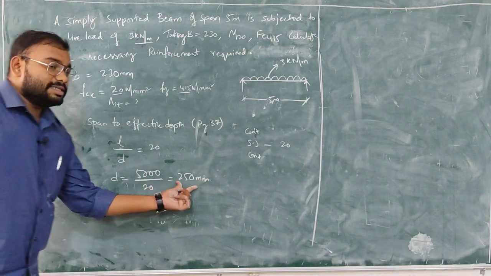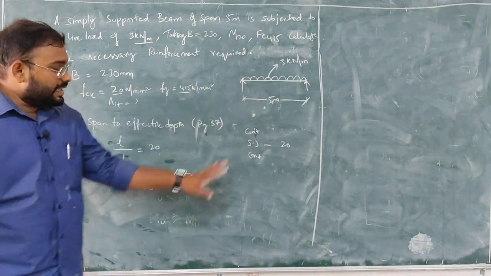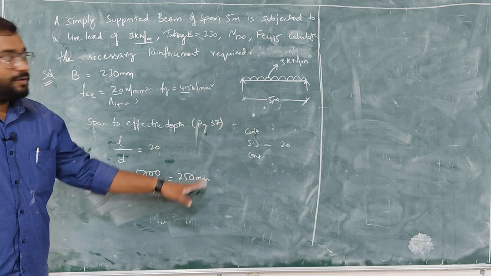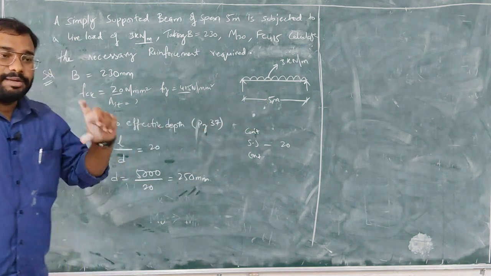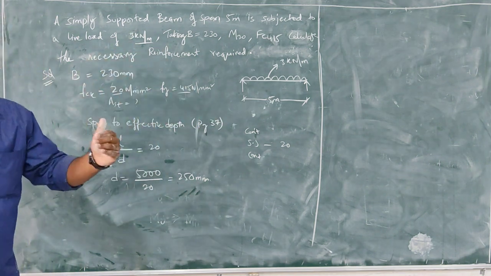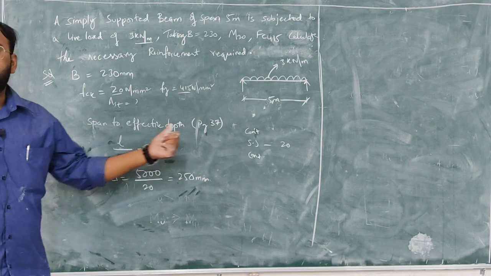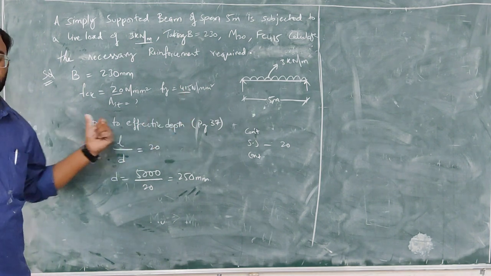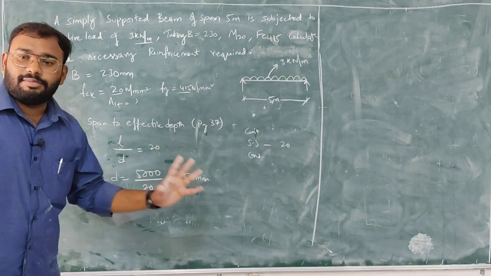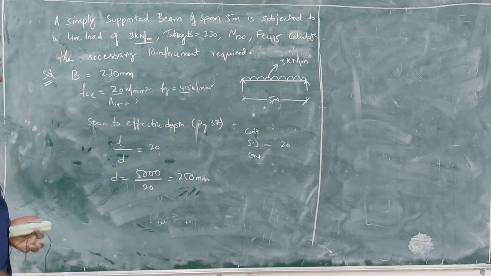So what does this mean? For given span, at least this much D should be provided. Understood the point? For a span of 5 meters, minimum depth required is 250 mm. Beyond 250 you can provide anything. If you provide less than 250, the beam will fail in deflection. So this is called as deflection criteria. I told you, right? Span to effective depth ratio is called as deflection criteria. This should be the minimum. This should be the minimum depth to be provided.